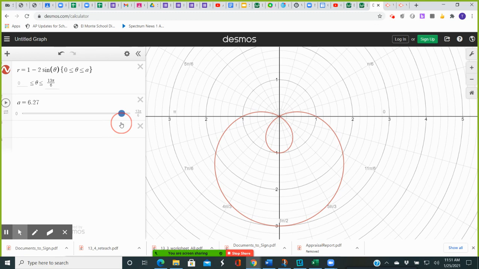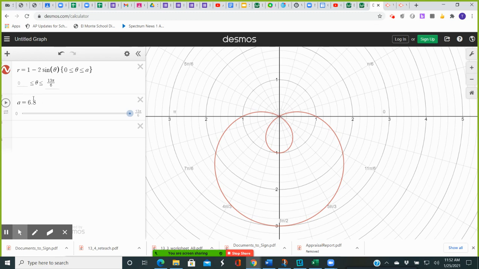You complete the loop, but then you can keep going beyond that with your angle of rotation. And if you keep going after one complete revolution counterclockwise, you will have angles such as, for example, 13 pi over 6. 13 pi over 6 is coterminal with pi over 6. Sine of 13 pi over 6 is 1/2. 2 times 1/2 is 1. 1 minus 1 is 0. So when you have 13 pi over 6, you're once again at the pole, once again at the beginning of the inner loop.